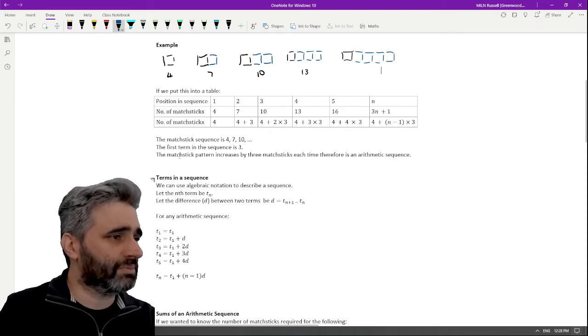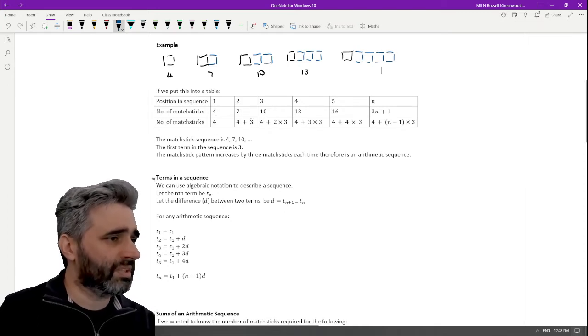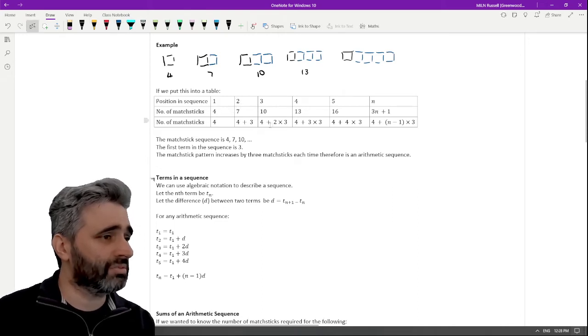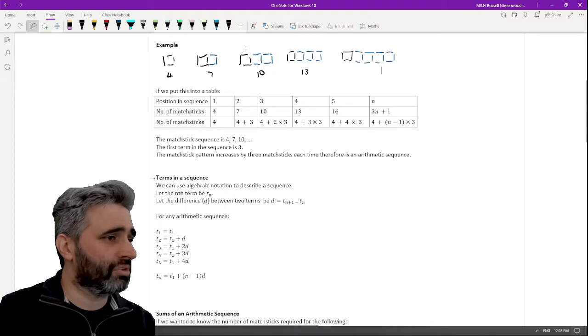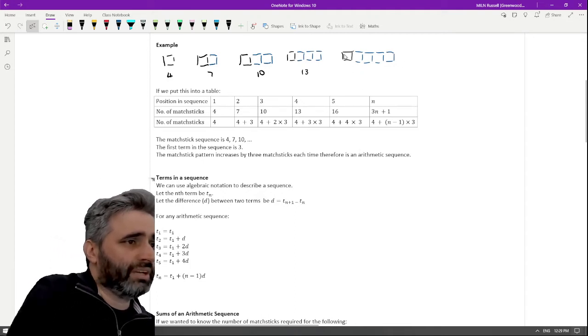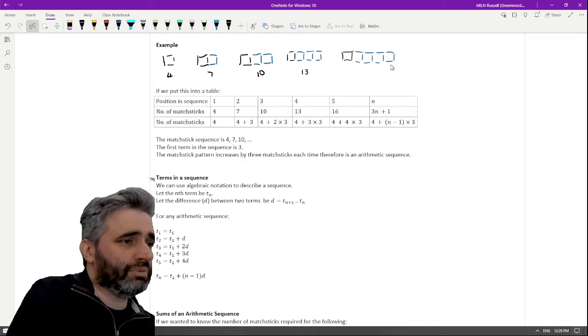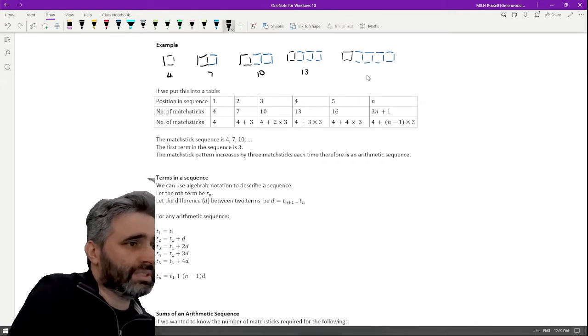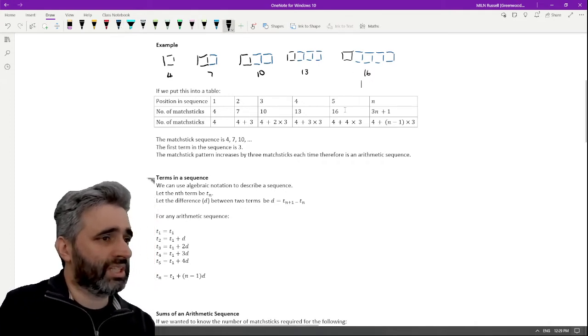And we can put this in a table. We start with 1 box, then we add 3 matchsticks to make 2 boxes, which would be 7 matchsticks in total. Then for the third position in the sequence, the third term, we would have our original 4 matchsticks plus 2 lots of 3. For our fourth position, we would have our original plus 3 lots of 3. For the fifth position, we would have 4 plus 4 lots of 3, so 4 plus 12 would be 16, which is what's written in the table.